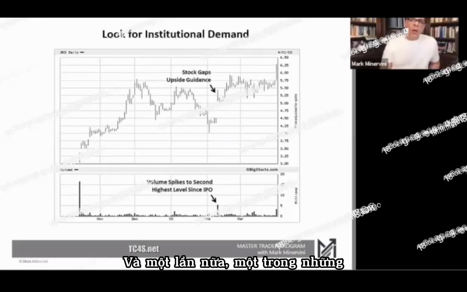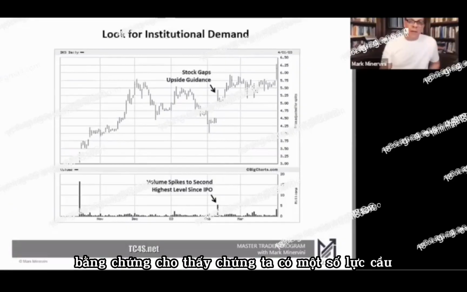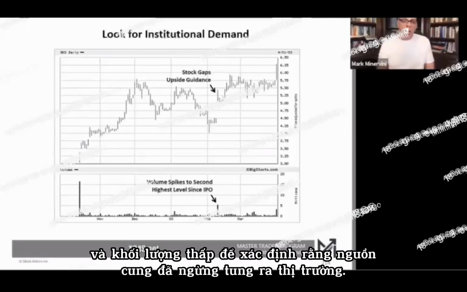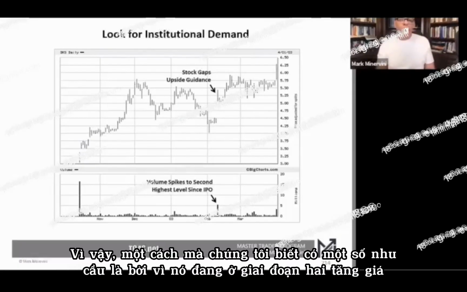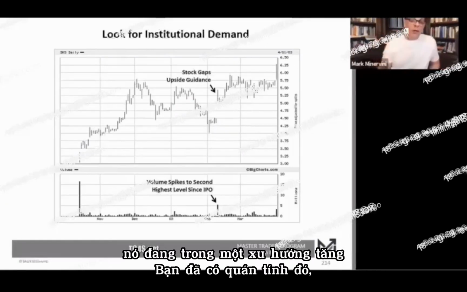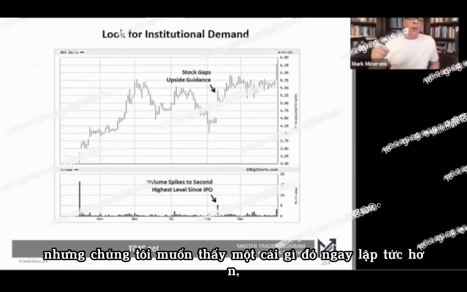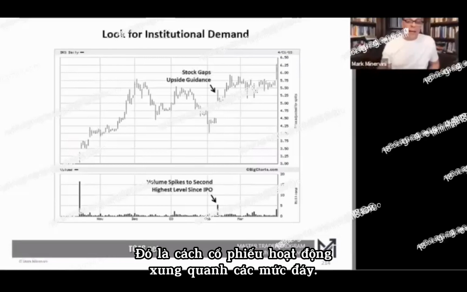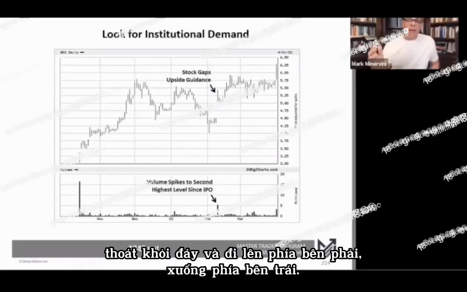And again, one of the reasons or the evidence that we have some demand, because again, we're looking for that tightness in price, the low volume, to determine that supply has stopped coming to market, but we still need demand. So one way that we know there's some demand is because it's in a stage 2 uptrend. It's in an uptrend, you've got that inertia, but we want to see something more immediate, something that's closer to that buy point that's going to develop. And that's how the stock acts around the lows, coming off the lows, coming up the right side.